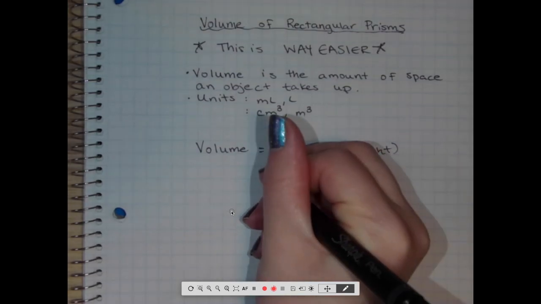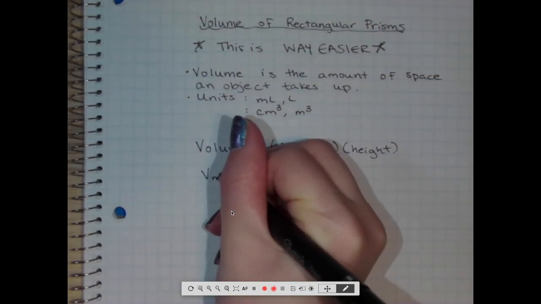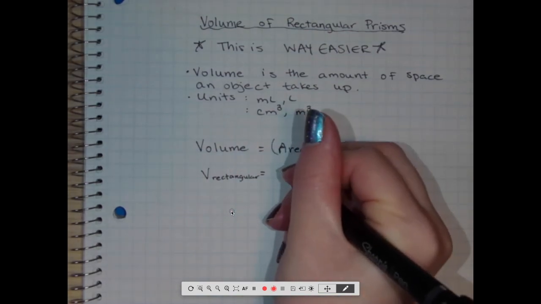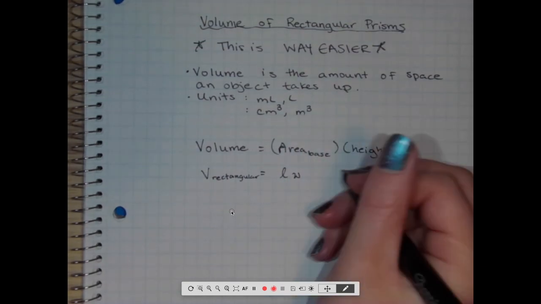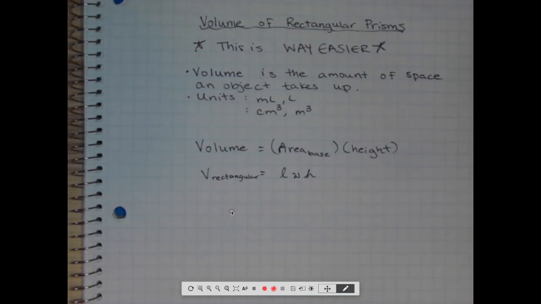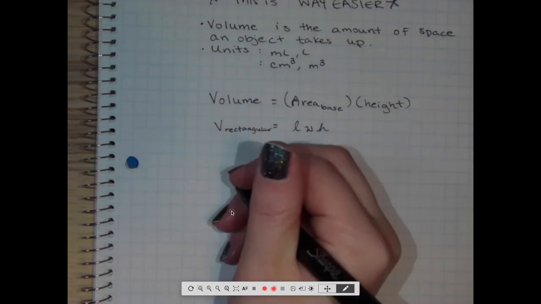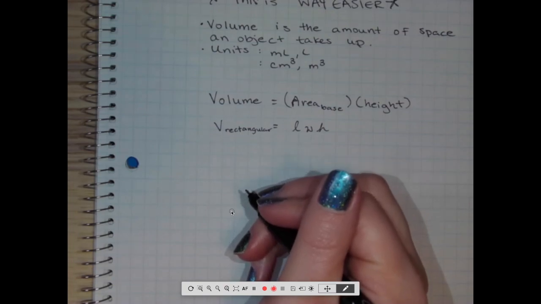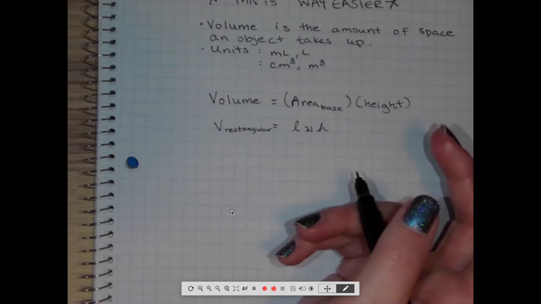So we have a very basic formula here. Our volume of a rectangular prism is going to be length times width, which is our area of the base, times the height. That's it. So let's do a couple examples. Let's just elaborate a little bit more with a drawing and why we get the unit cubed before I do those examples.